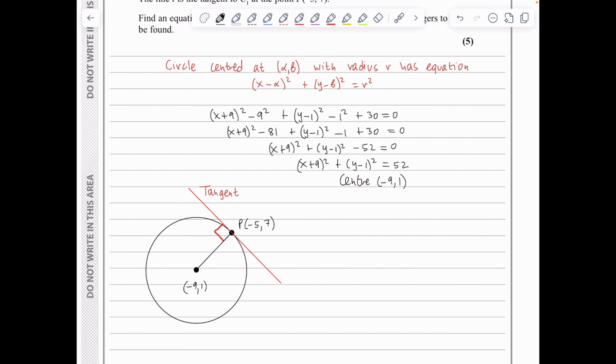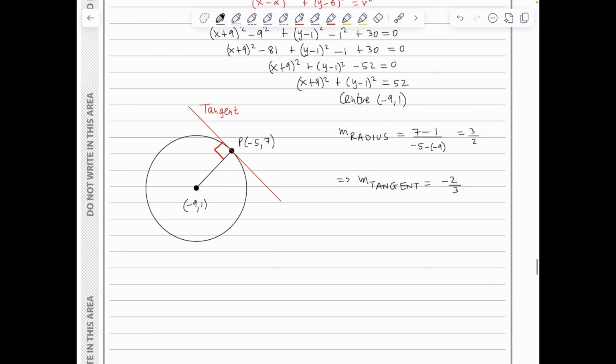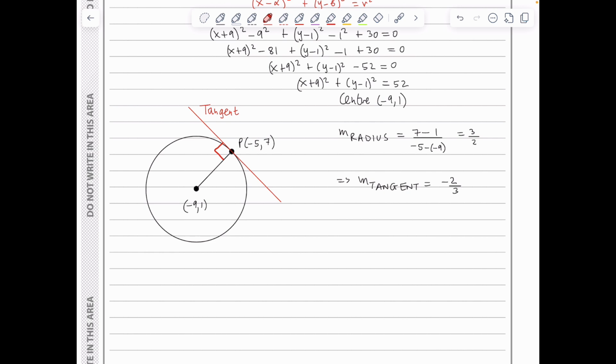So I will start by finding the gradient of the radius using rise over run. So we've got 7 minus 1 over negative 5 minus the negative 9, which gives an answer of 3 over 2. And therefore, we know that the gradient of the tangent will be found by flipping and changing the sign of the gradient of the radius. So it's negative 2 over 3. Now we've got the gradient. We've got a point through which we pass.